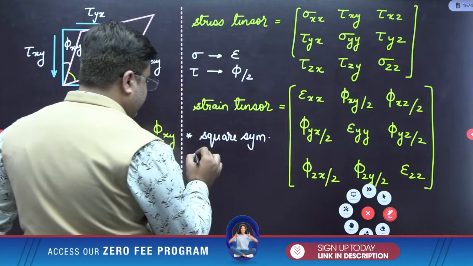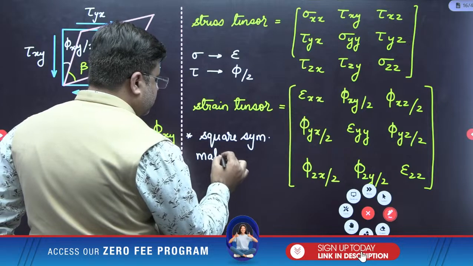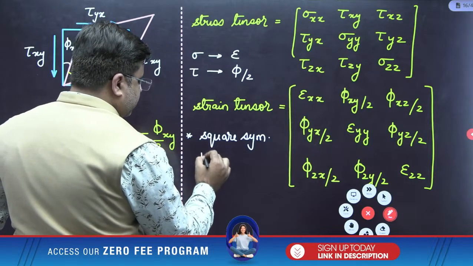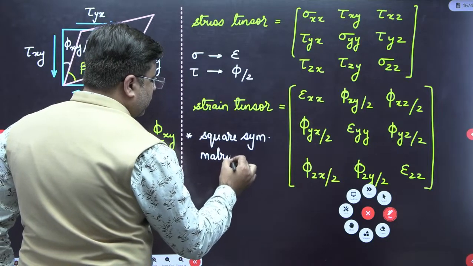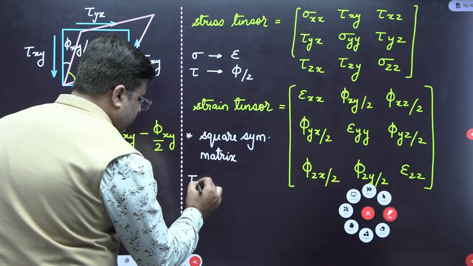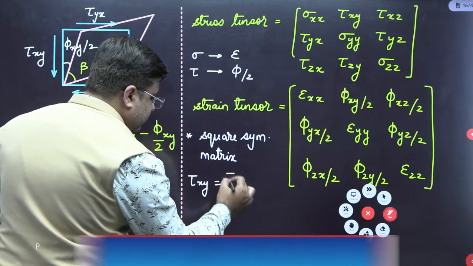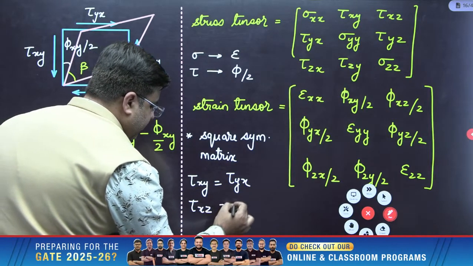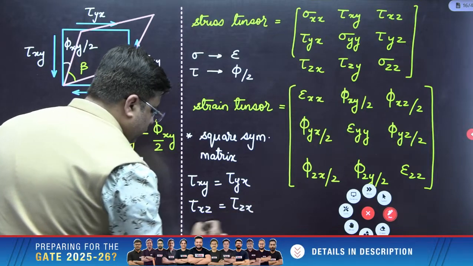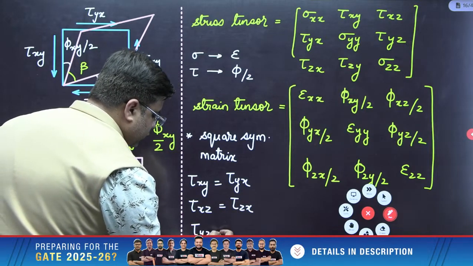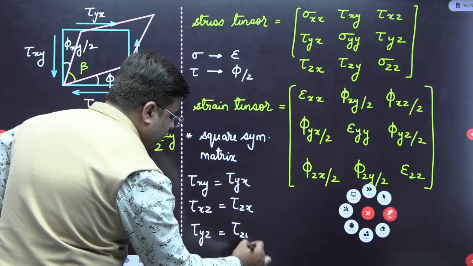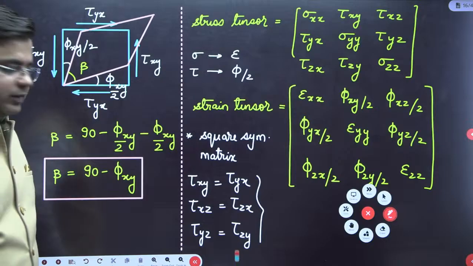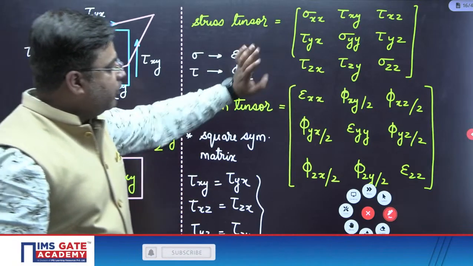When I am saying square symmetric matrix, then I can write down that tau xy is equal to tau yx, tau xz is equal to tau zx, tau yz is equal to tau zy. Okay. And these values are termed as complementary shear stresses.